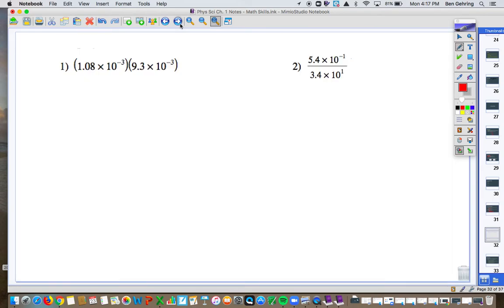Alright. Here's a chance for you to practice. 1.08 times 10 to the minus 3rd multiplied by 9.3 times 10 to the minus 3rd for the first one, and then the second one is 5.4 times 10 to the minus 1 divided by 3.4 times 10 to the 1st. So I'll have you practice those on your own. When you get answers, you can send them to me and check and see if you got it right.